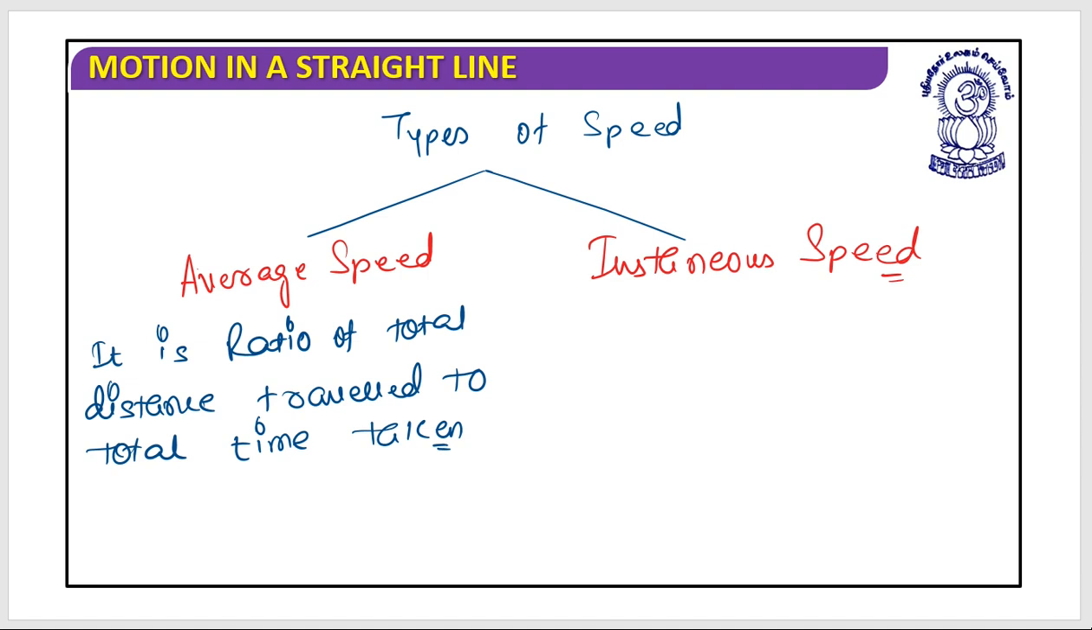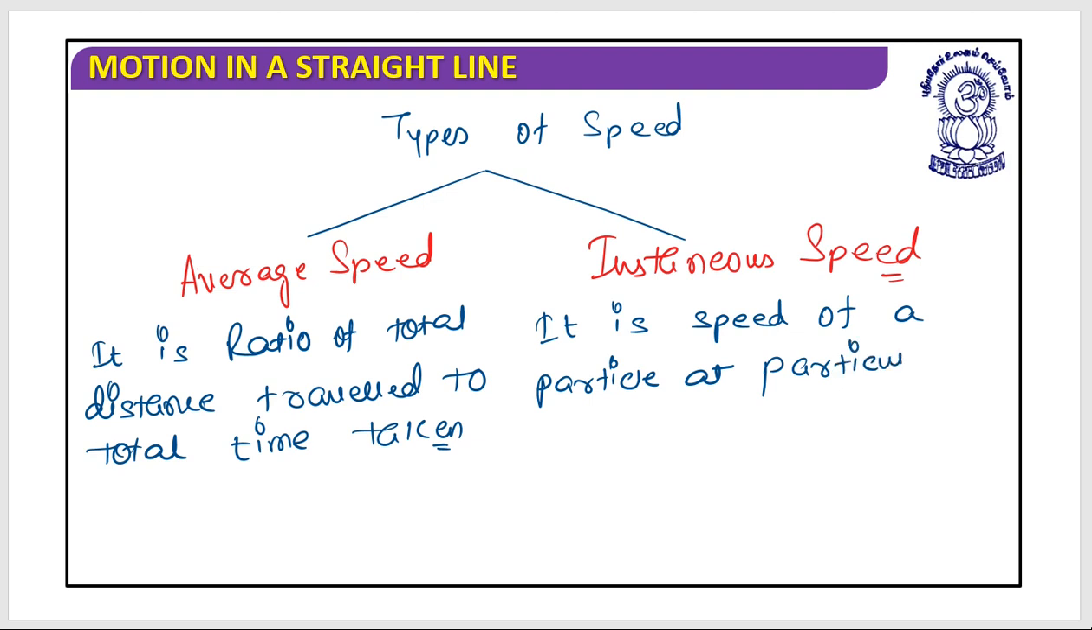Now what is instantaneous speed? It is the speed of a particle at a particular instant of time. Can you differentiate these two things? What is average speed and what is instantaneous speed?